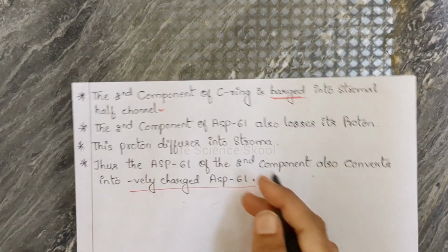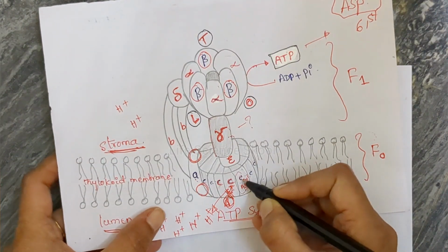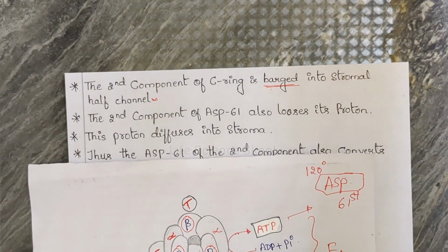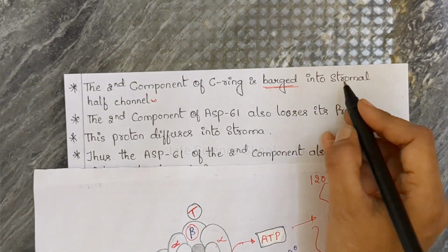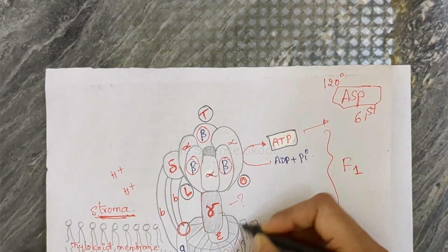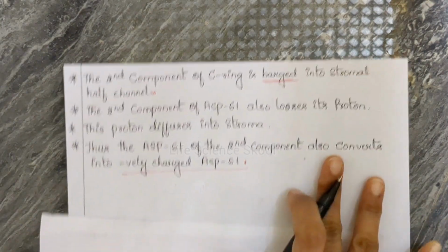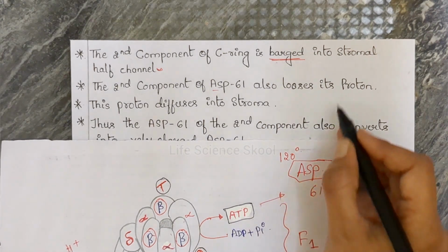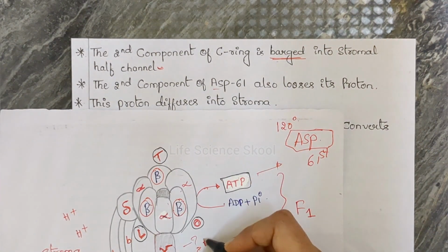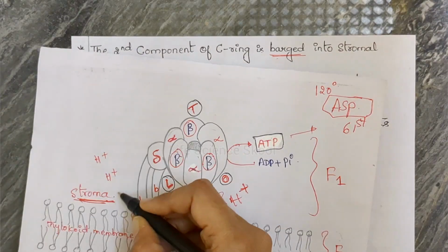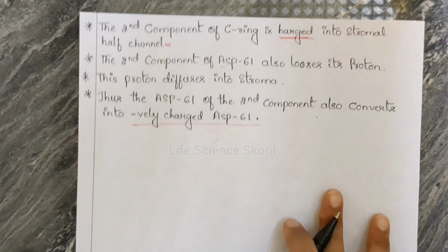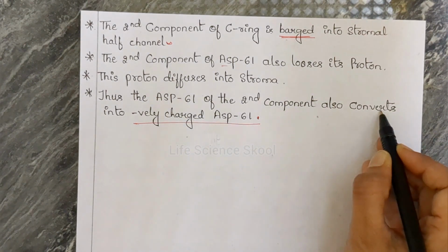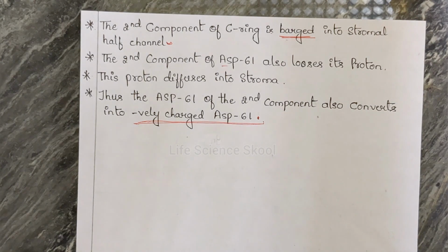Now the second component. See, the first component is done, so what will the second component do? This second component of the C ring is barged, meaning it enters the stromal half channel. One enters at the luminal side, and the other enters at the stromal side. The aspartic acid at the 61 position of the second component is also going to lose its proton, and this proton diffuses into the stroma side. So the aspartic acid at the 61 position of the second component also converts into negatively charged aspartate.